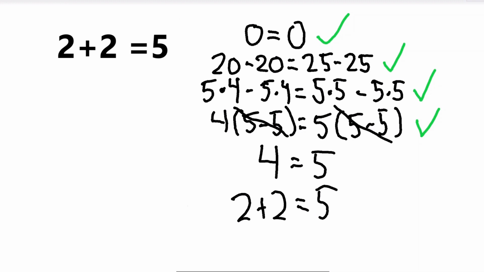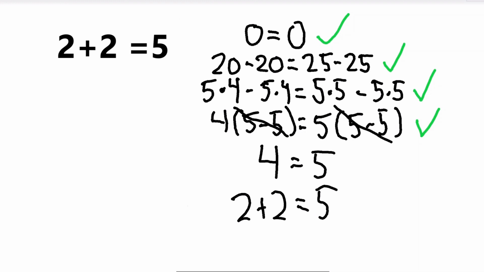And now let's look at this step where we canceled out. Well, let's look a little more closely. We canceled out 5 minus 5 from both sides. And technically we could cancel out numbers like this, right? Like if this was a 2 and this was a 2, we just cancel out. Well, let's look a little more closely.